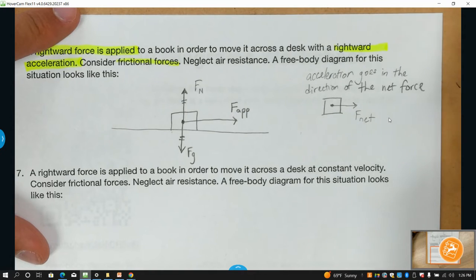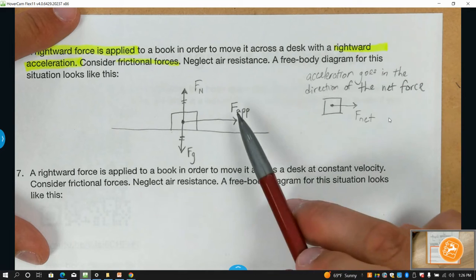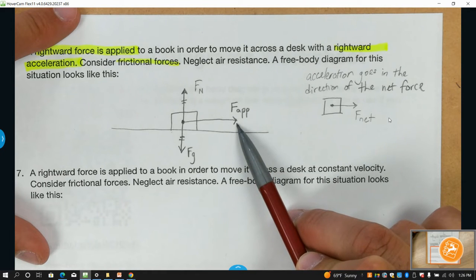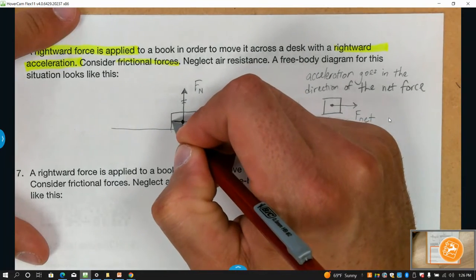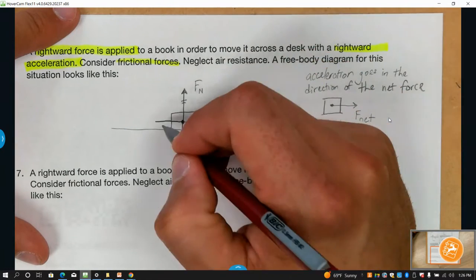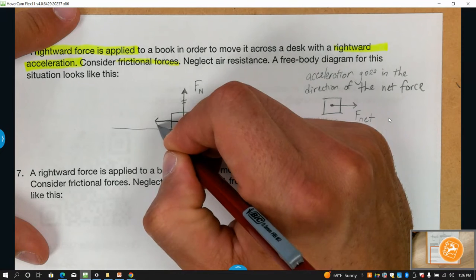So if that's the case, based off of the examples that we were doing earlier, that means that this rightward force needs to be greater than the leftward force. So we're going to have a leftward force, but we're not going to make it as big. It's not going to be the same magnitude. It's going to be a little smaller.